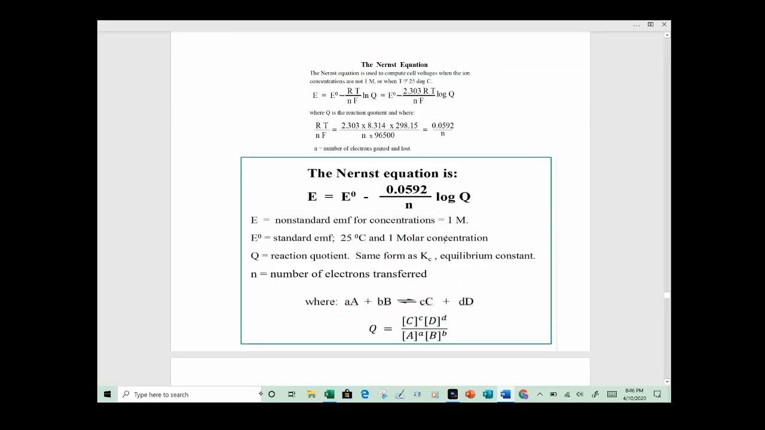Next up is the Nernst equation. The Nernst equation tells us how to calculate the cell potential for a reaction which may not be at equilibrium. So the cell potential is equal to the standard cell potential plus this correction term, which contains Q. Remember, that's similar to the equilibrium constant, but pertains for a system not at equilibrium. We have a coefficient of 0.0592 over n. n is the number of electrons transferred.